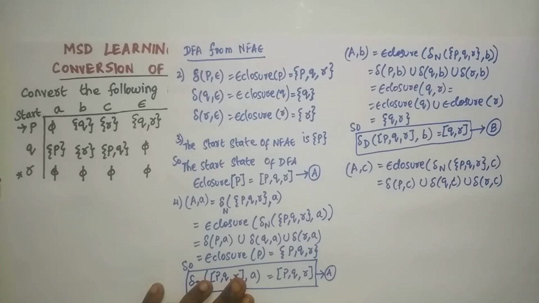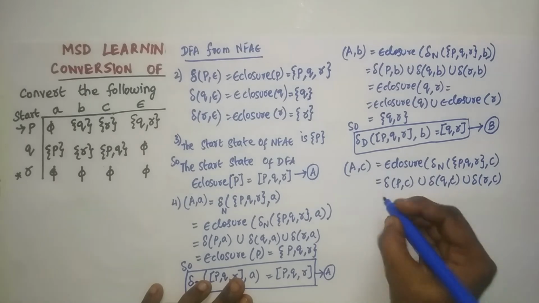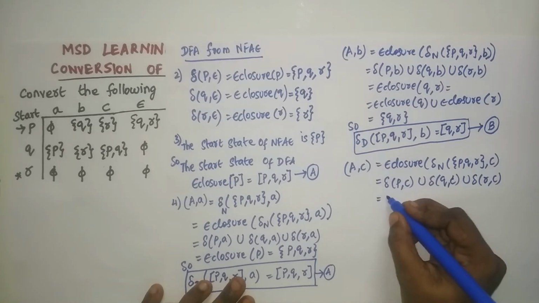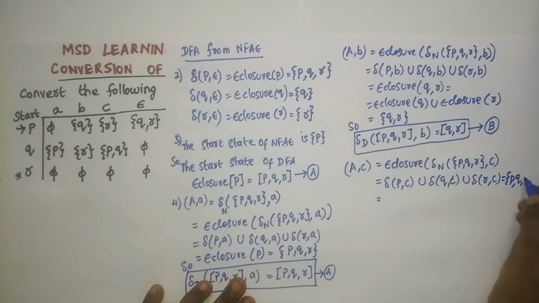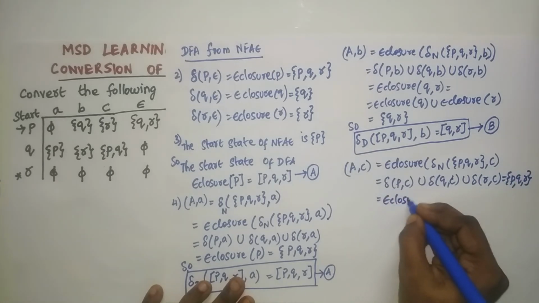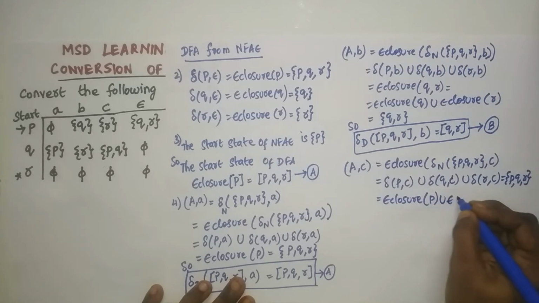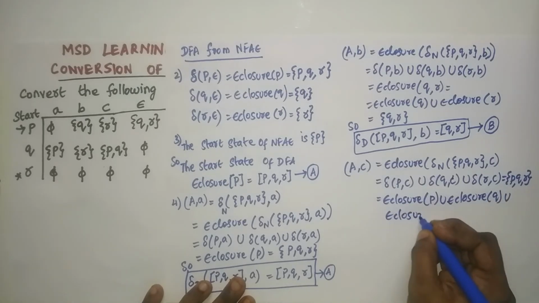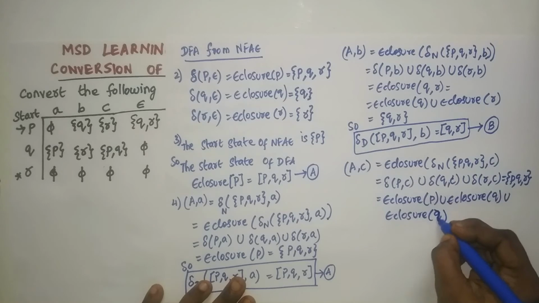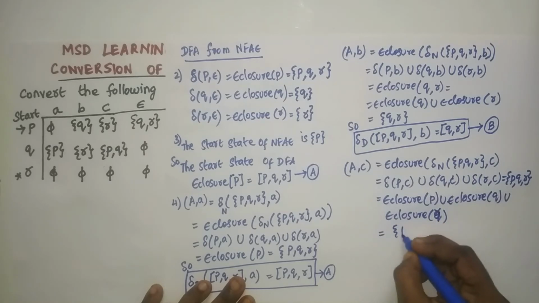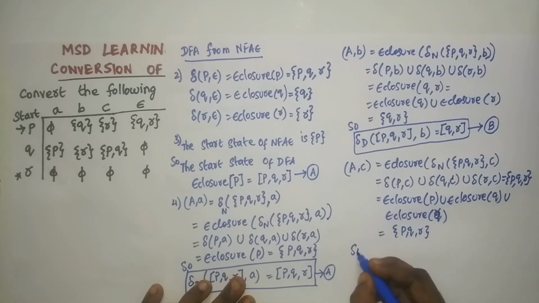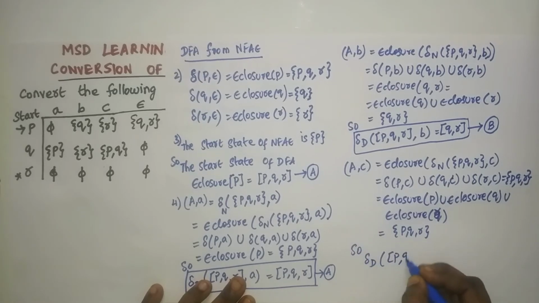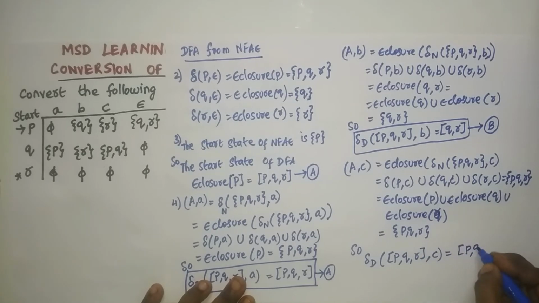δ(P, C) is R, δ(Q, C) is P, Q, and δ(R, C) is empty. So you will have {P, Q, R}, which is nothing but the epsilon closure of P union epsilon closure of Q union epsilon closure of R. The epsilon closure of P, Q and R is P, Q and R. So δD of {P, Q, R} on C will be equal to {P, Q, R}, which is similar to that of the state A.